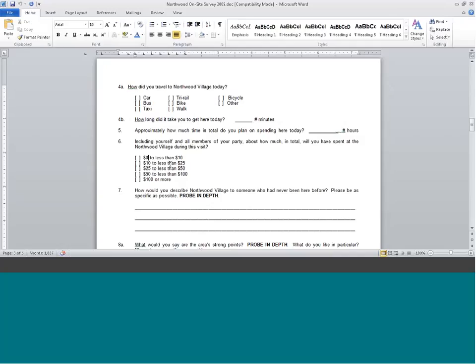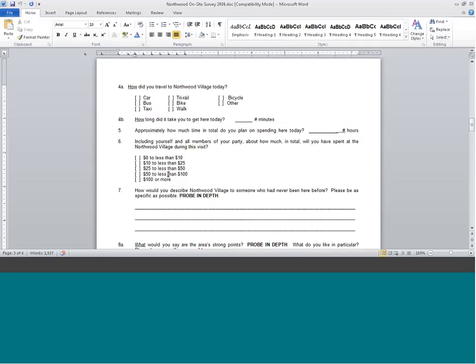Same with 10 to 25. So the value of the second answer category is going to be the middle between $10 and $25, which my math brain is not working this morning, but you all can probably figure out what the middle is between $10 and $25. Same goes for 25 to less than 50, 50 to less than 100. So that one I could probably do is 75, right? So the value of that one would be 75.